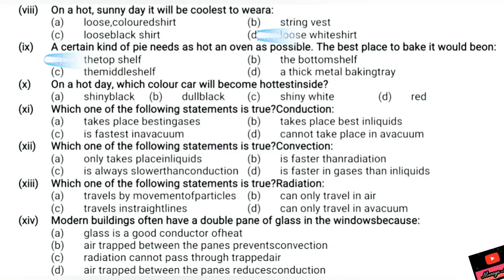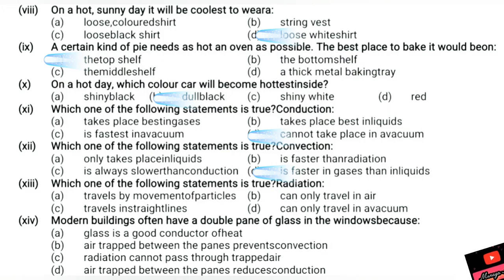Okay, now on a hot day, which colored car will be hottest inside? Dull black. You know that a black body absorbs the most heat and light. Which one of the following statements is true for conduction? The correct answer is, it cannot take place in a vacuum. Which one of the following statements is true for convection? The options are: only takes place in liquids, is faster than radiation, is always slower than conduction, is faster in gases than in liquids. So D is the correct option.